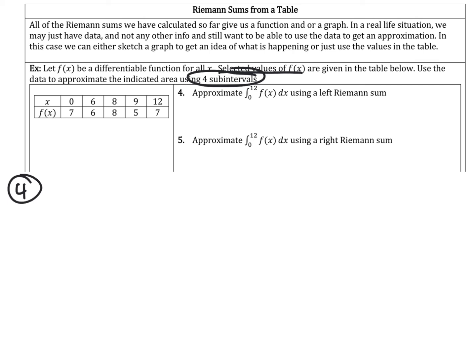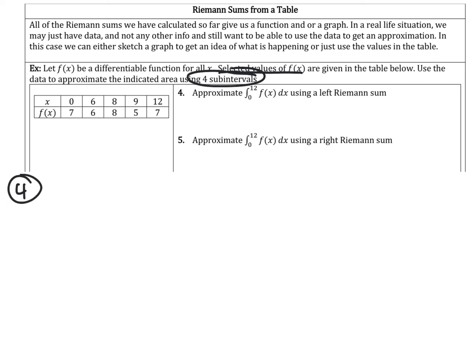So notice it doesn't ask us to use 4 equal subintervals, and that makes sense because if you look at these x values, they're not changing at a constant rate. The first one goes from 0 to 6, then from 6 to 8, from 8 to 9, from 9 to 12. We aren't going to have equal subintervals here because the table doesn't give us enough information to do that.